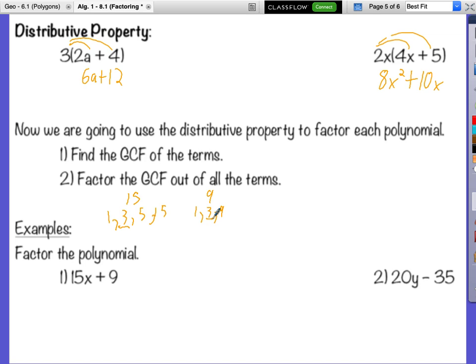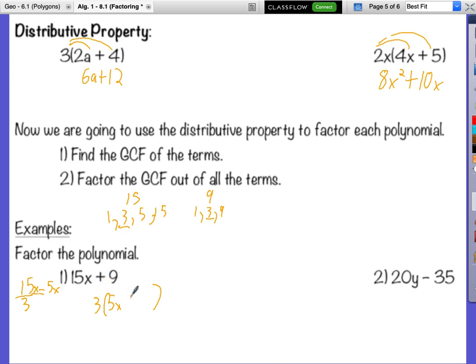So when it says factor the GCF out of all the terms, when we say factor, we're really going to divide it out. So we take the 3 and write that at the front of a parenthesis. Now what goes inside the parentheses? We take this 15x and divide it by the 3, because we're factoring it out, dividing it out. So what is 15x divided by 3? 5x. So that means 5x goes in that first spot.